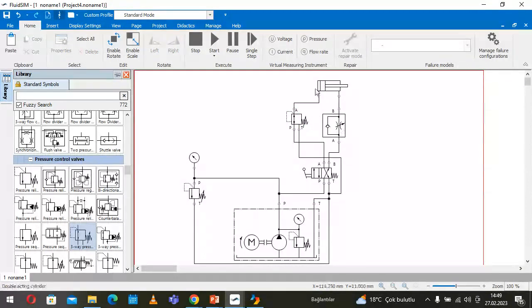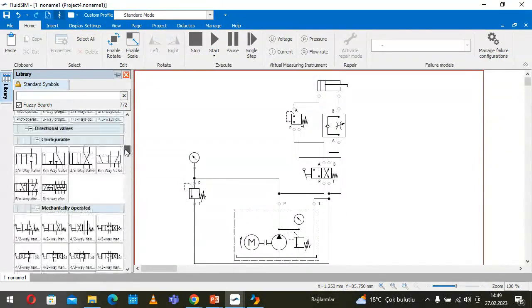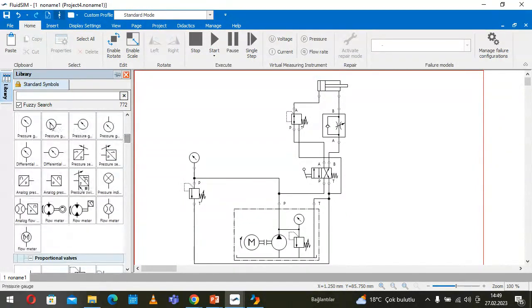And now we will use another pressure indicator like this here. Okay, to see the pressure here.